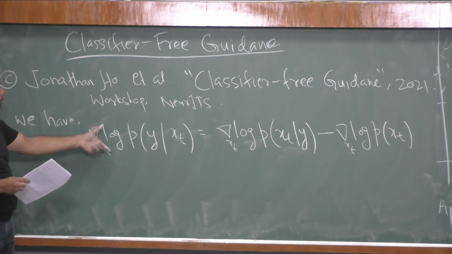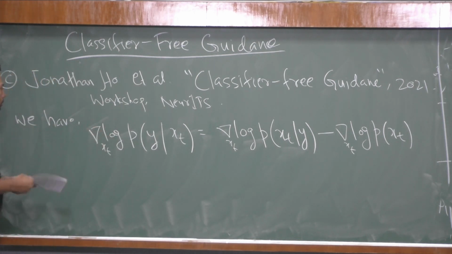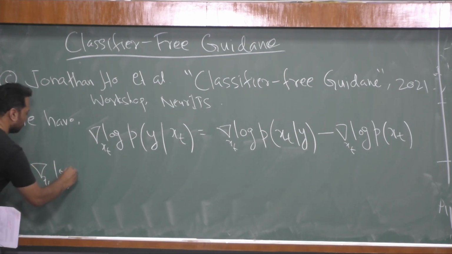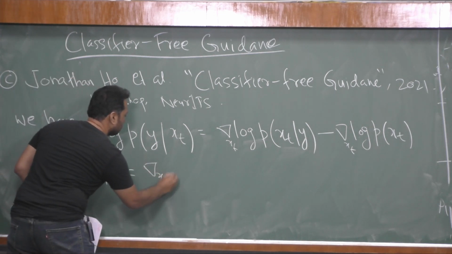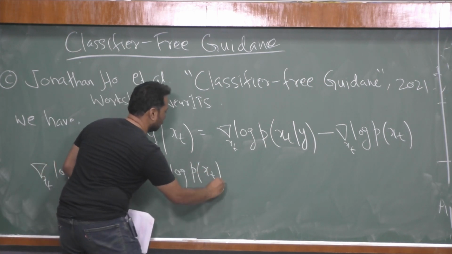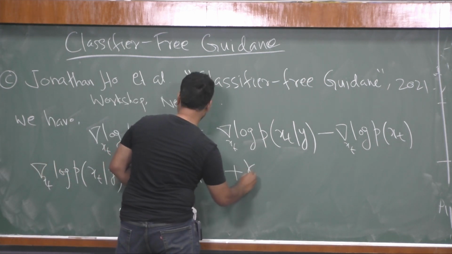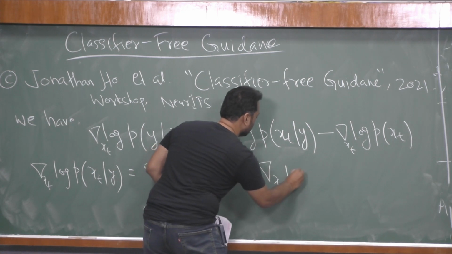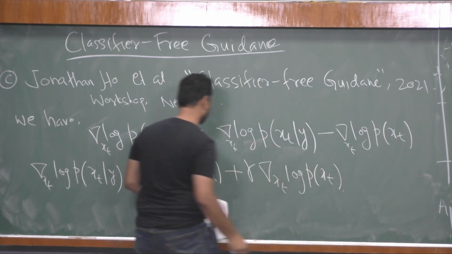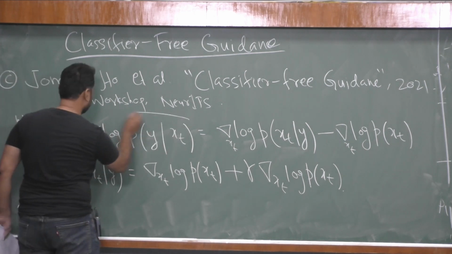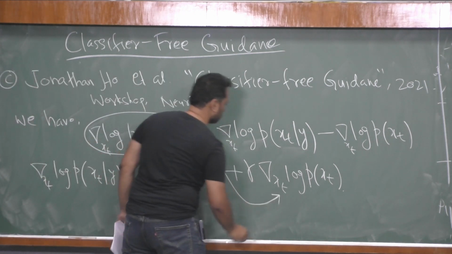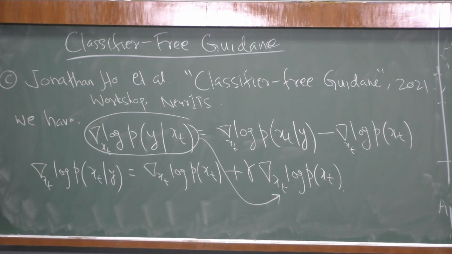In the second equation we replace the classifier. So what was the second equation? The second equation was with the gamma: grad xt log p(xt|y) was grad xt log p(xt) plus gamma times grad xt log p(y|xt). So here this guy is going to be substituting this guy, and if we do that, then we get rid of the classifier. Okay, that's the idea.